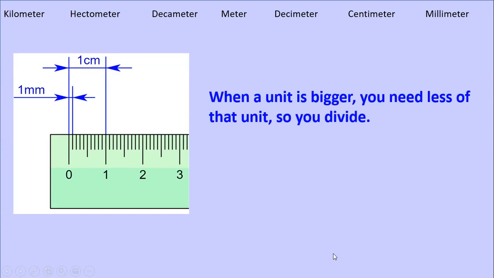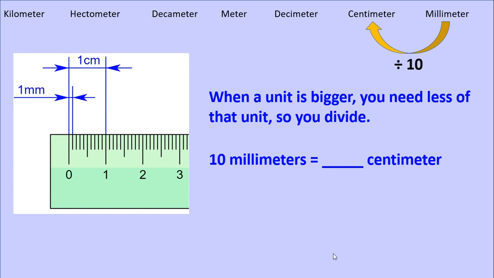When a unit is bigger, you need less of that unit, so you divide. Here we have 10 millimeters, and we want to see how many centimeters make up the same distance. We're starting with millimeters, and we're ending with centimeters. So at the top, we can see that we're going from millimeters, which is smaller, to centimeters, which is bigger. We don't need as many, so we're going to be dividing. We're only moving over one place, so we know we're dividing by 10. 10 millimeters divided by 10 is 1 centimeter.